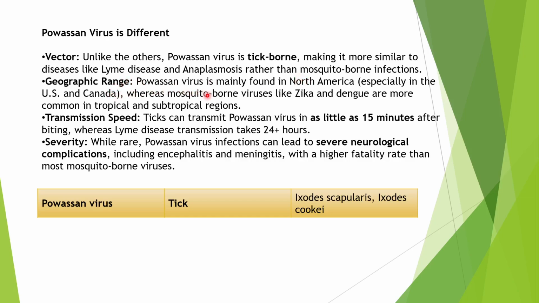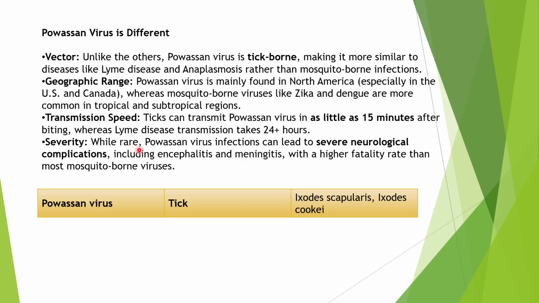Then the geographical range, or the area where it is more prevalent: Powassan virus is mainly in North America and especially in the US and Canada, whereas mosquito-borne viruses like Zika and dengue are more common in tropical and subtropical regions. And as for transmission speed, ticks can transmit it within as little as 15 minutes after biting, whereas Lyme disease transmission usually takes 24 hours.